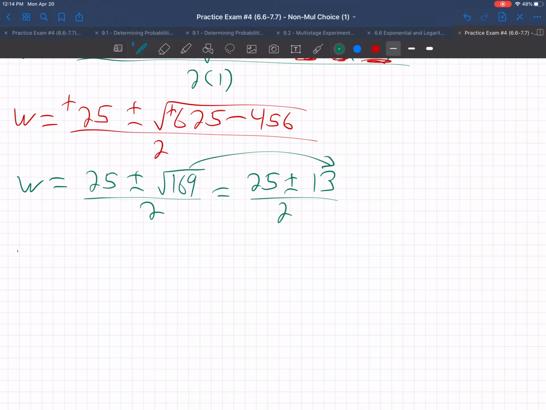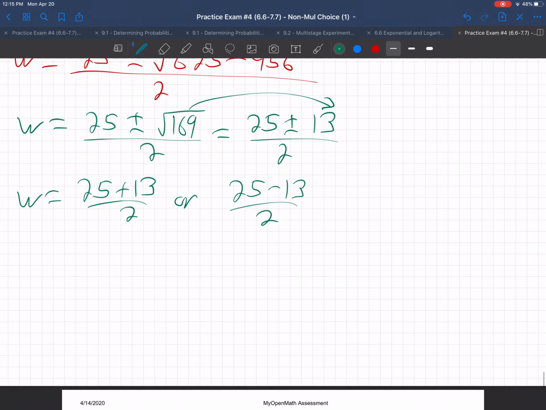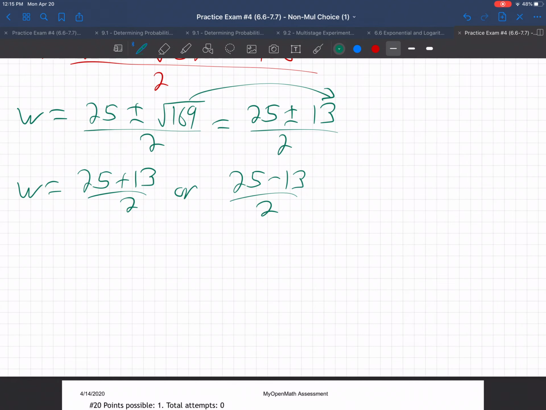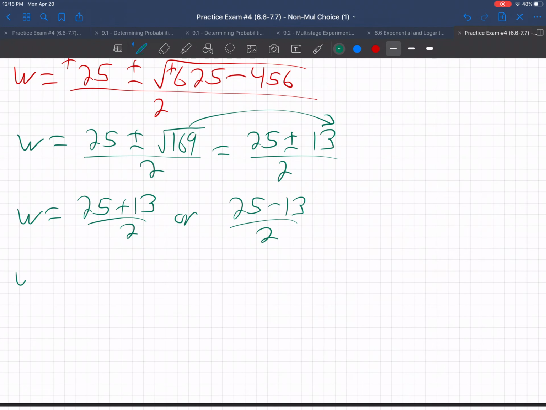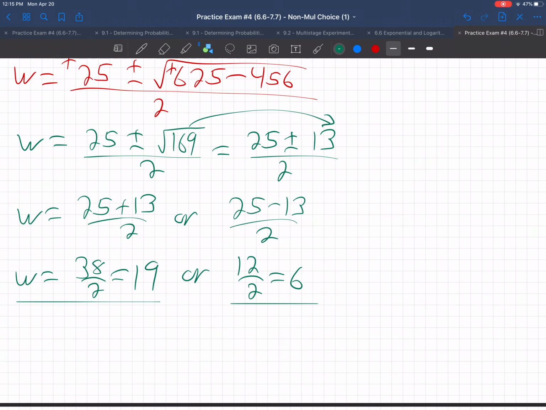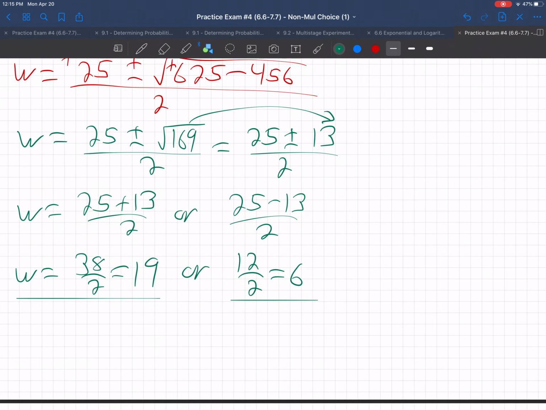And so that means W, now we do the 2 options: 25 plus 13 over 2, or 25 minus 13 over 2. So come back up here. What is that? 38 over 2, 19. Or subtract that, what is that? 12 over 2, which is 6. So we've got two answers for W, 19 or 6. So we got two answers for the width.